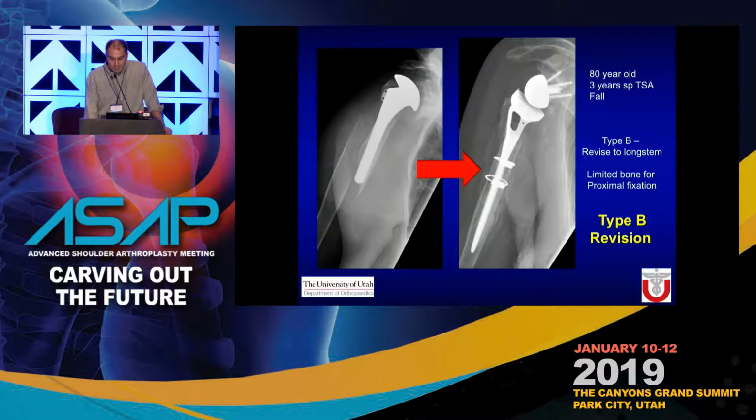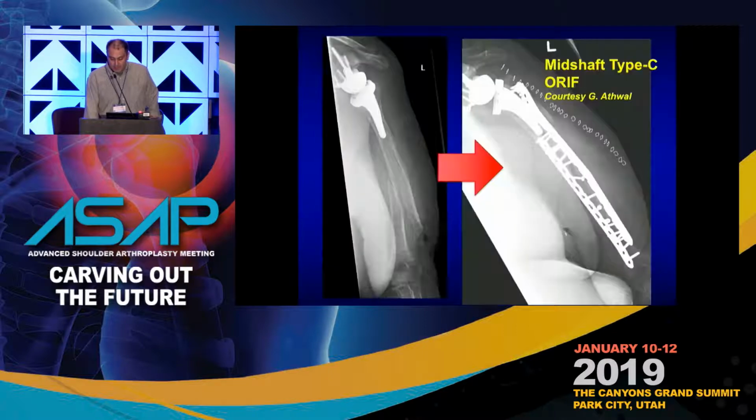Here's an 80-year-old, 3 years status post a well-functioning total shoulder. She fell, had a B-type or AB fracture, depending on your classification. And I revised again to a long stem because of limited bone proximally for fixation. We used a long stem, fracture stem, and we repaired the greater tuberosity just like we would with a proximal humerus fracture.